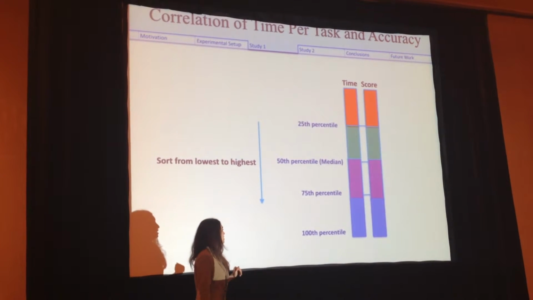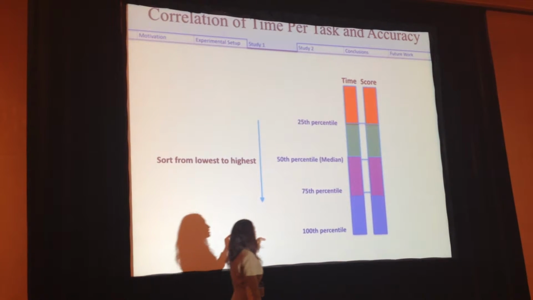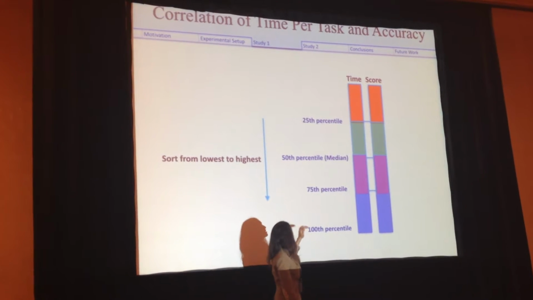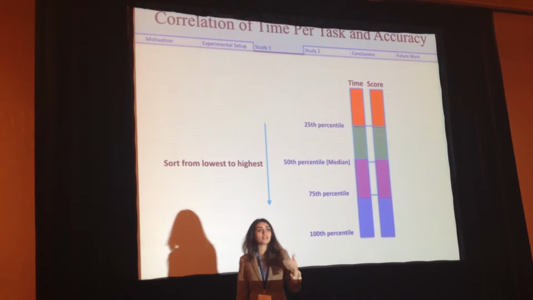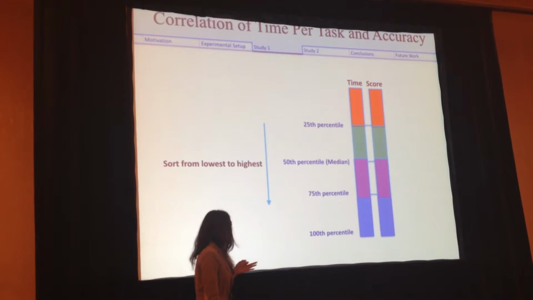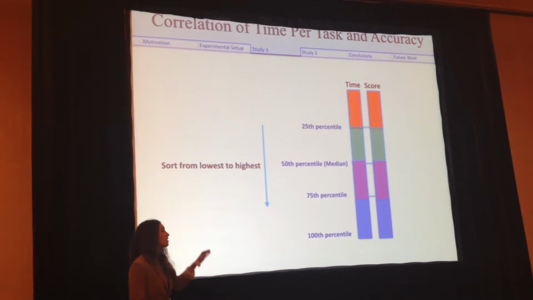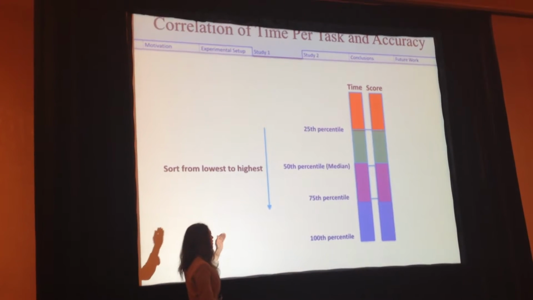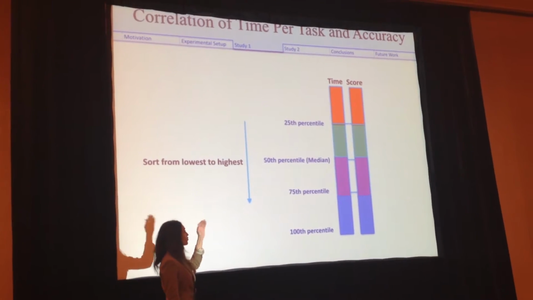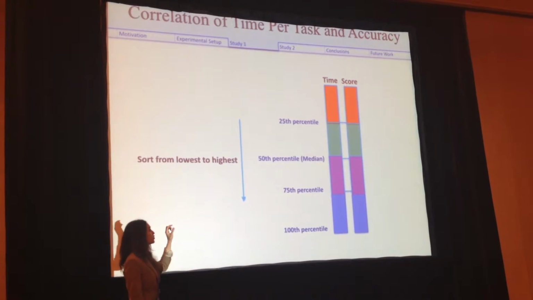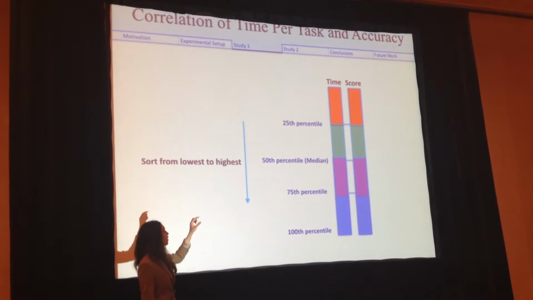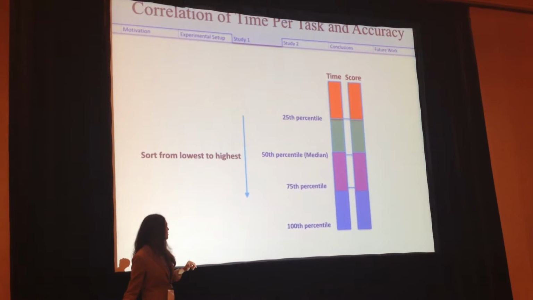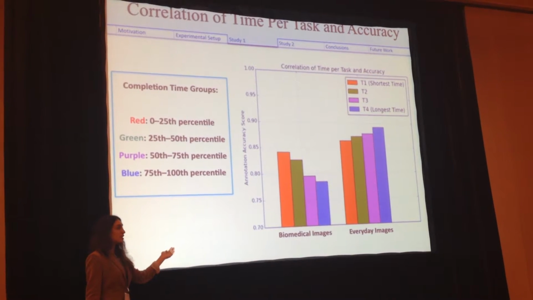And using that, after sorting them, we used 4 different indicators: 25th percentile, median, 75th percentile, and 100th percentile, in order to divide those data into 4 different groups. So now we have 4 different groups based on time: red, green, purple, and blue, and we took the average of similarity score in each of these 4 groups. So right now, this is our first study.